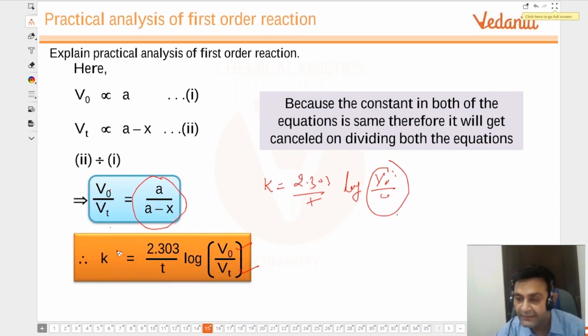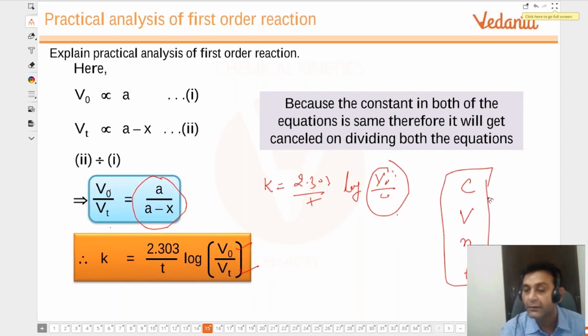Yes, friends, we can consider concentration also in some cases. Yes, you're right. We can use anything as a concentration: in terms of the volume, in terms of number of moles, in terms of the pressure also, whichever we can measure. Whatever we can measure, we can take that quantity. Right, Yash?